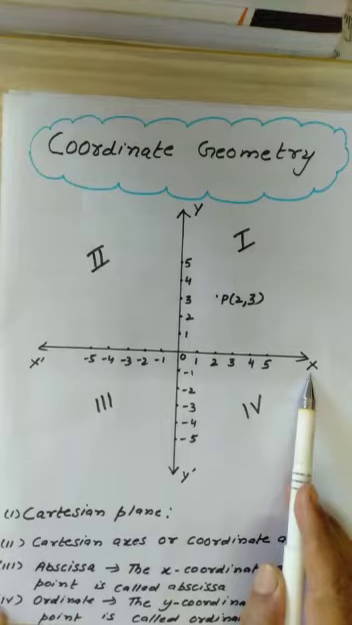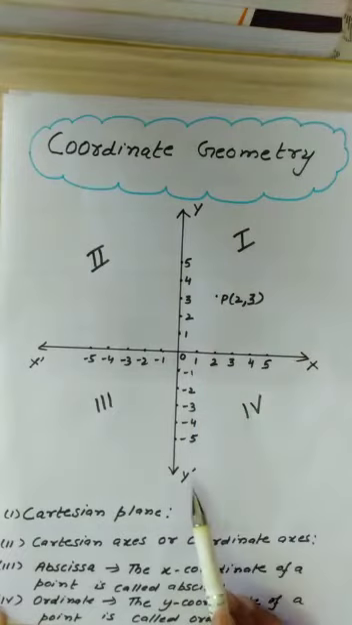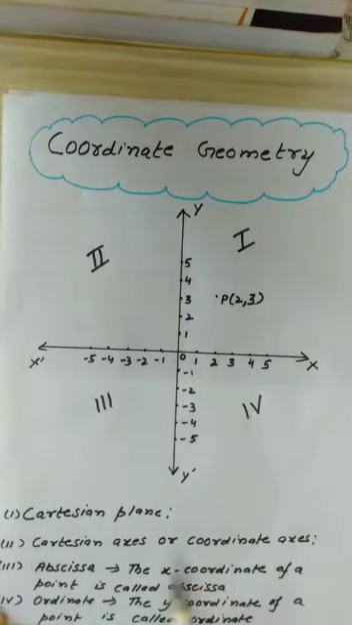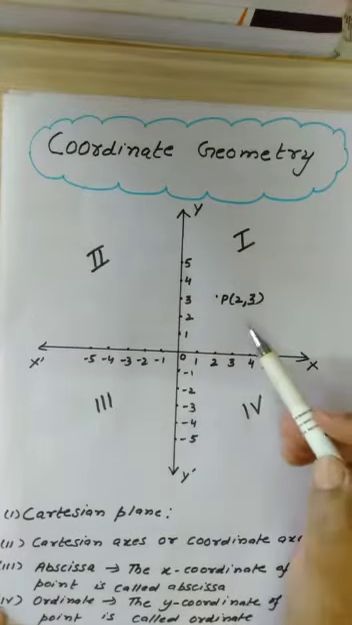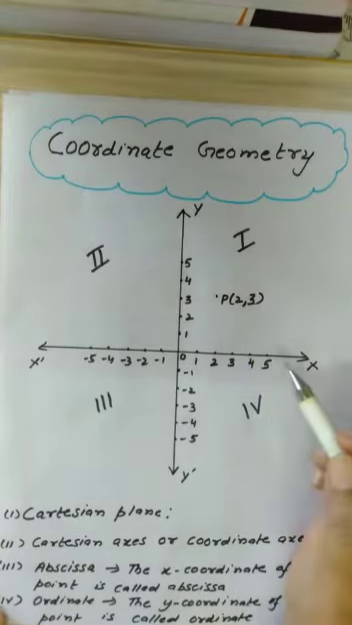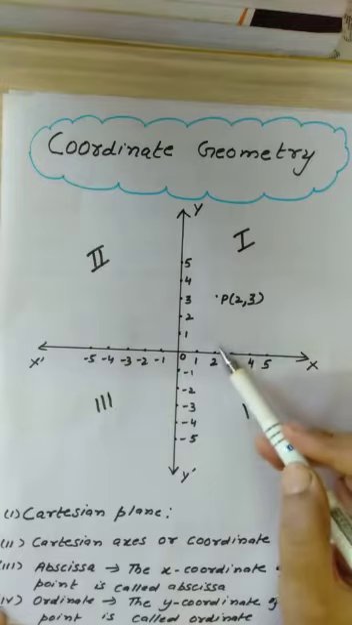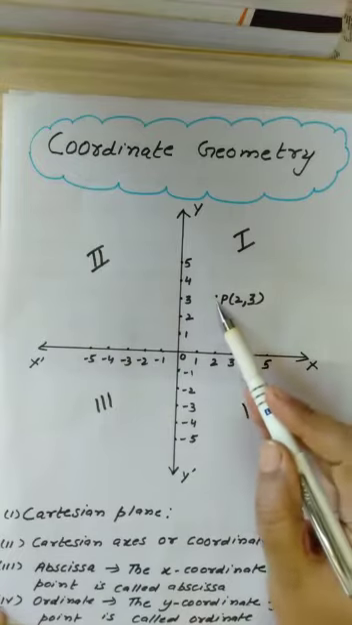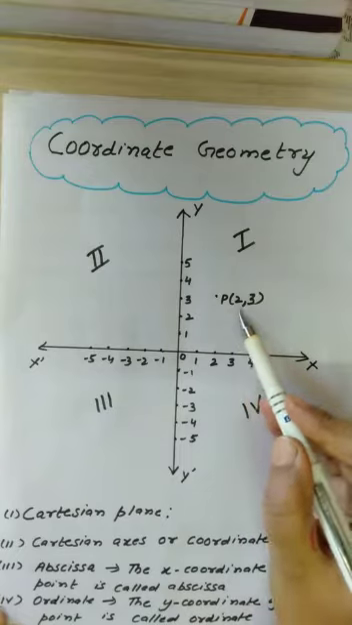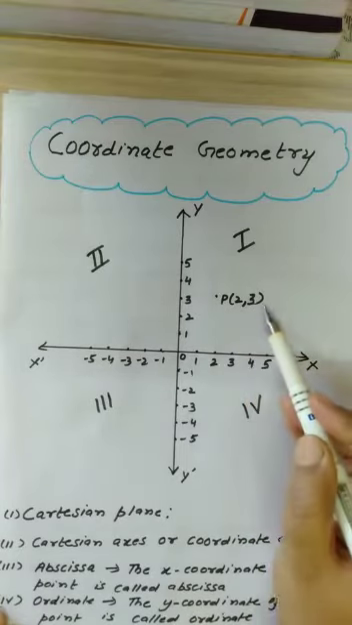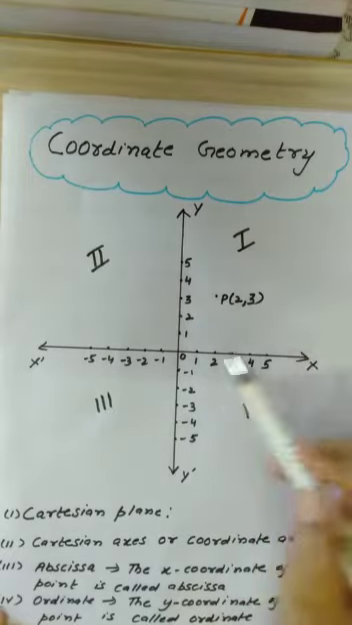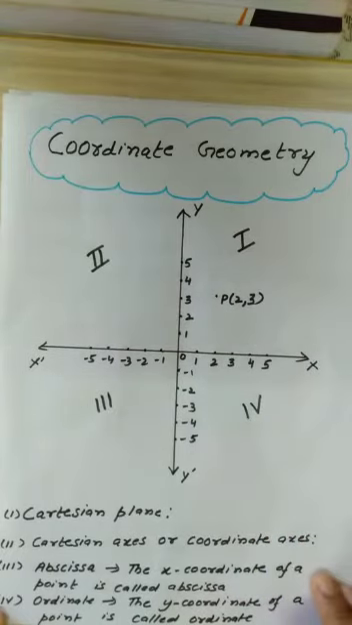The horizontal axis is known as the x-axis and the vertical axis is known as the y-axis. These axes are also called Cartesian axes or coordinate axes. And we also learned how to locate a point in this Cartesian plane. Suppose a point P has coordinates 2 and 3. It is located with the help of the point whose x coordinate is 2 and y coordinate is 3. Now this Cartesian plane is divided into 4 quadrants.